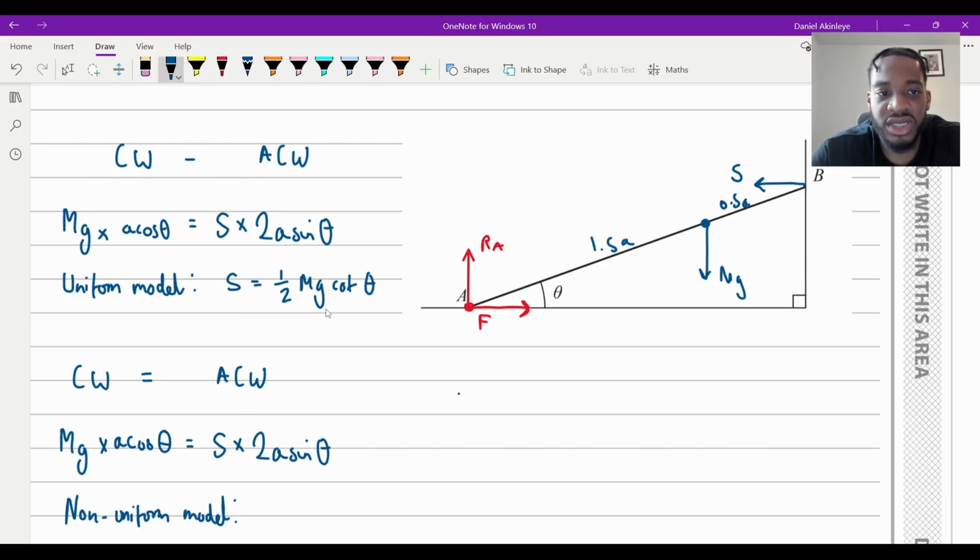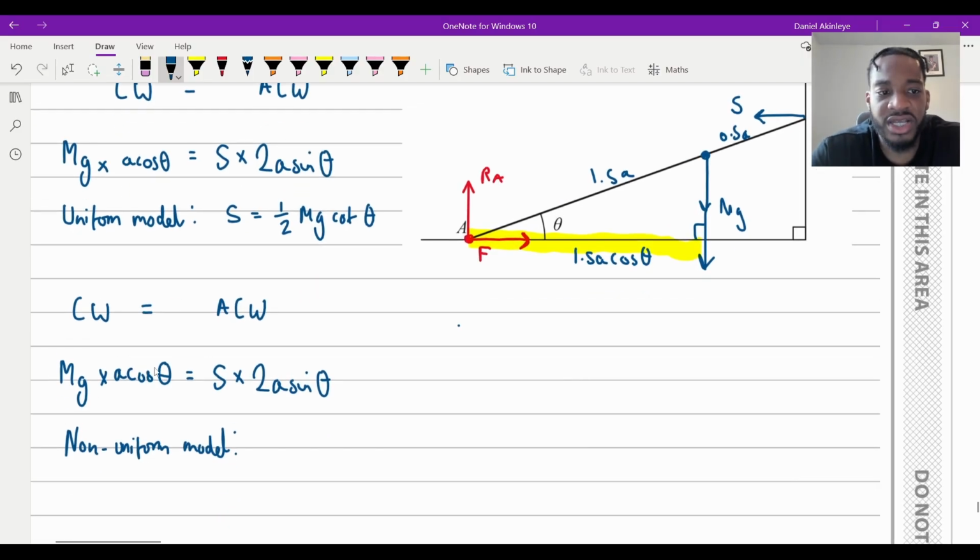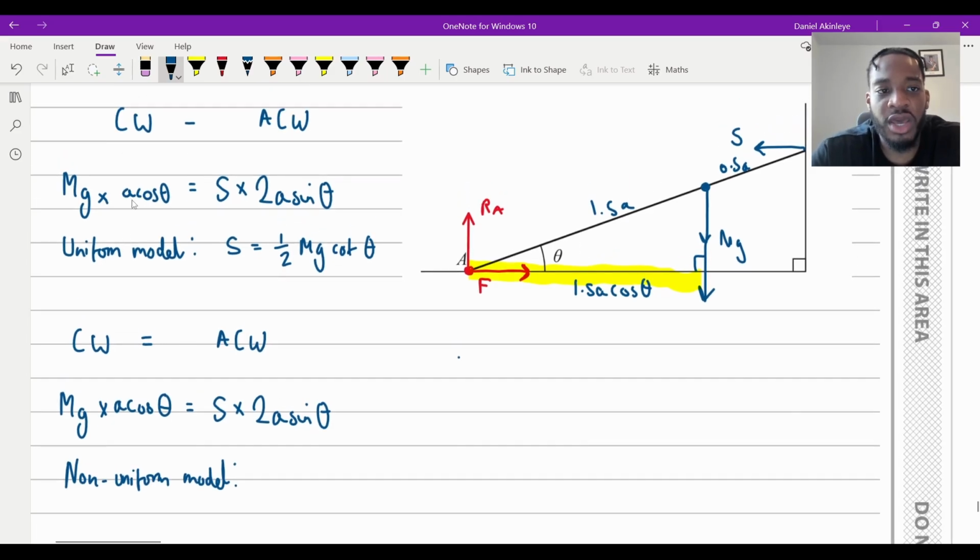Well, remember, S was equal to this here. So if I was to take moments again, then the perpendicular distance now is going to be this one right here, isn't it? And we can see quite clearly that that distance is just going to be 1.5a cosine theta. Now, if I compare this with what I did originally, remember at the top, this is a uniform model. It was a cos theta when we took moments about A for the weight, because it was in the middle. Now it's 1.5a cos theta. So I'm going to replace this here with 1.5a cos theta.